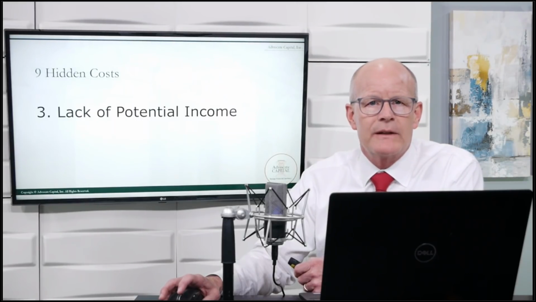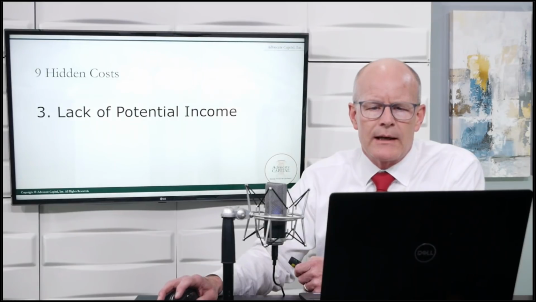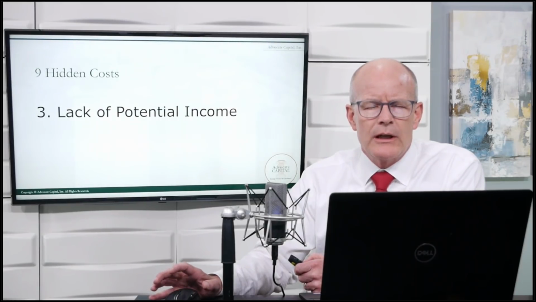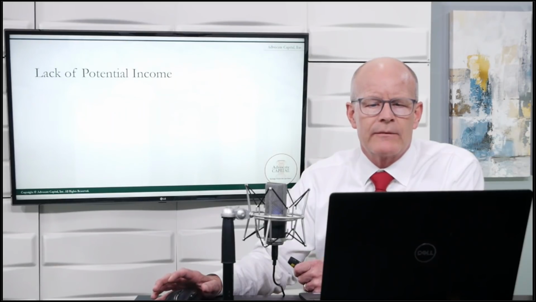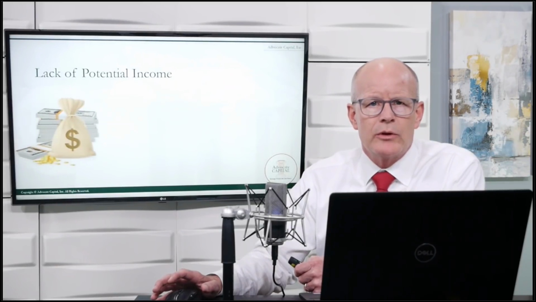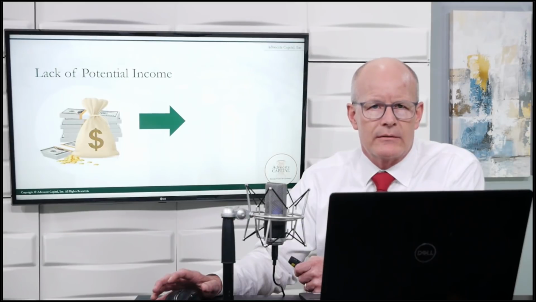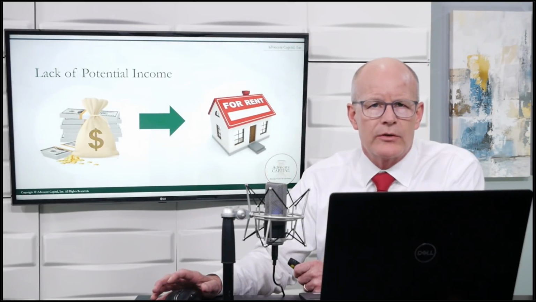Next is lack of potential income. So if you had that $500,000 of cash, you could use it to earn some kind of income, right? Maybe you would buy a house and rent it. That certainly is a plausible use for that cash.